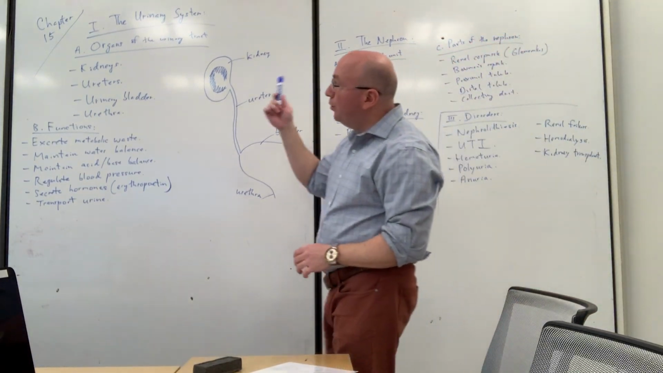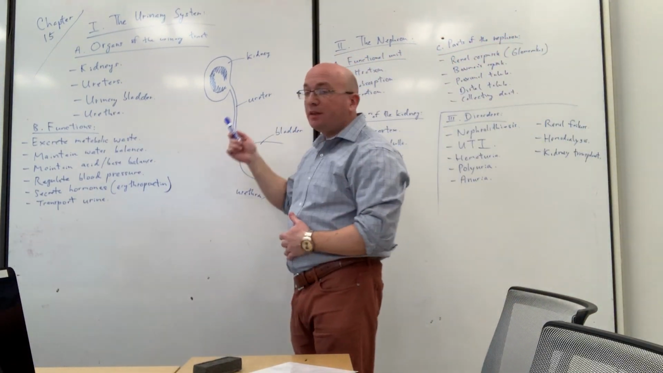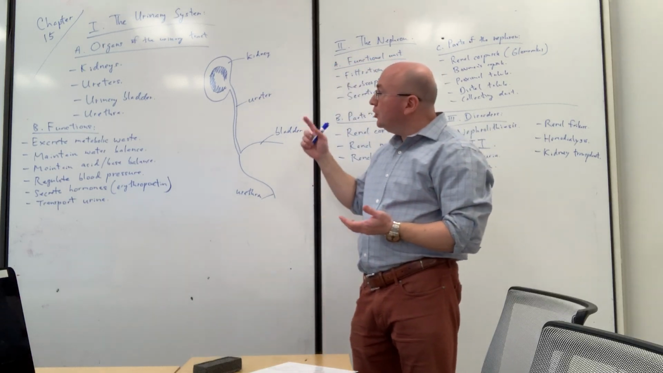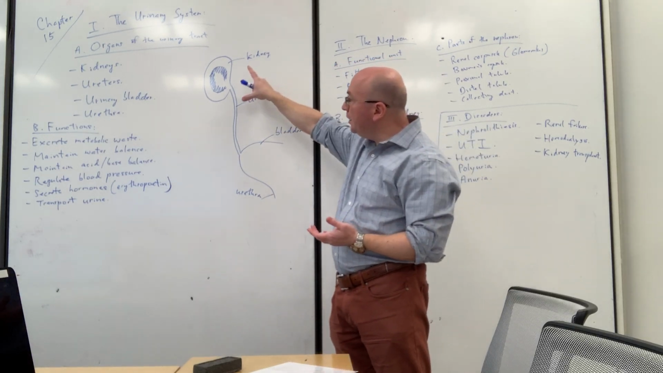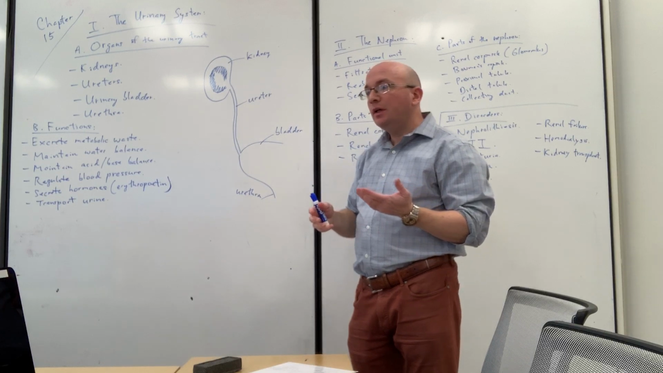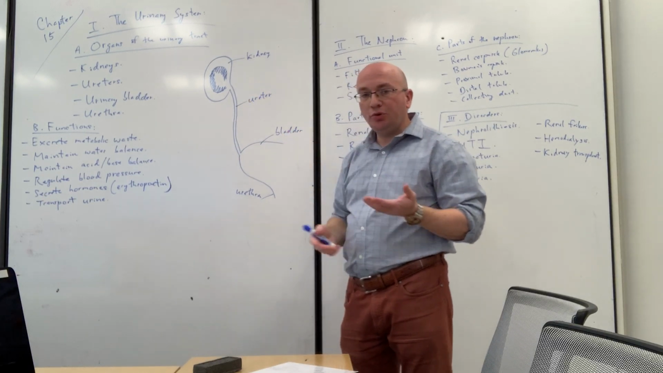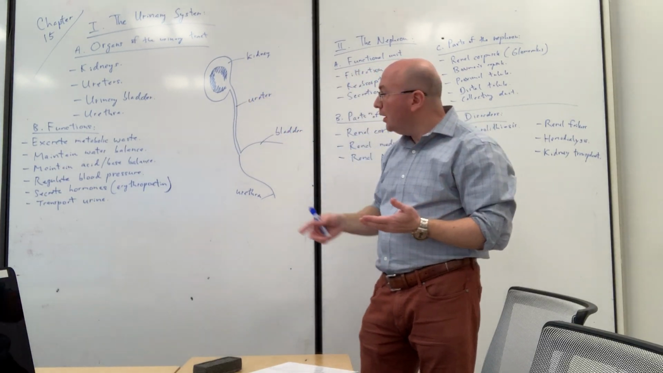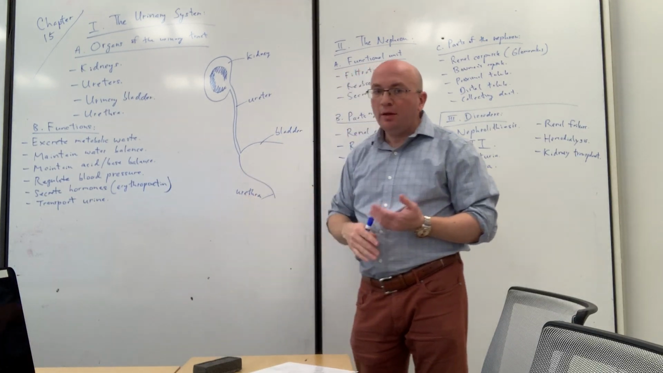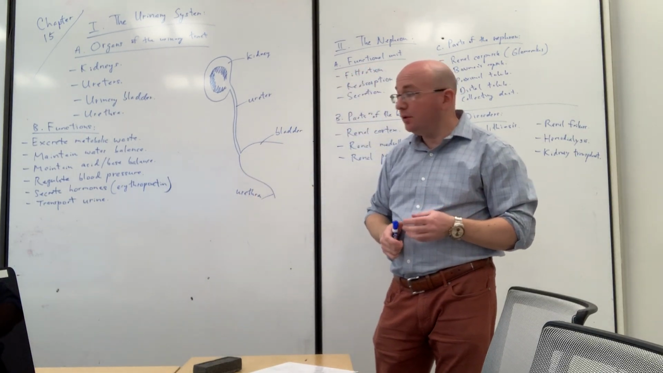Now, for the urinary anatomy, basically we are dealing with just a few organs, primarily the kidney. There are two kidneys, the ureters, also two ureters, each for each kidney, and a single bladder, the urinary bladder that holds the urine.